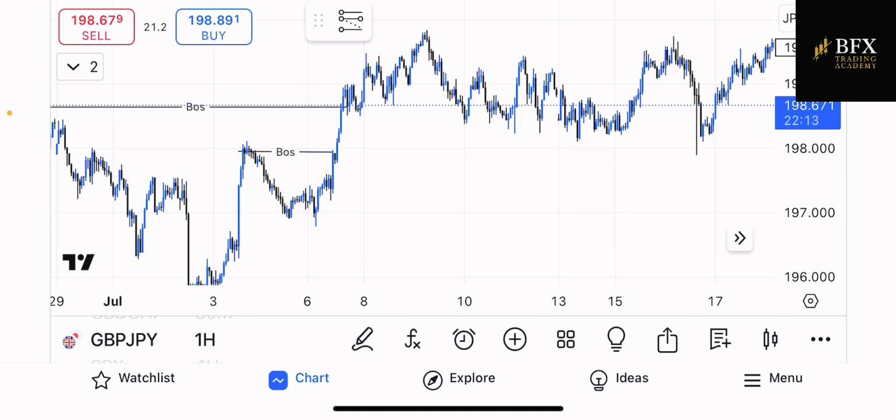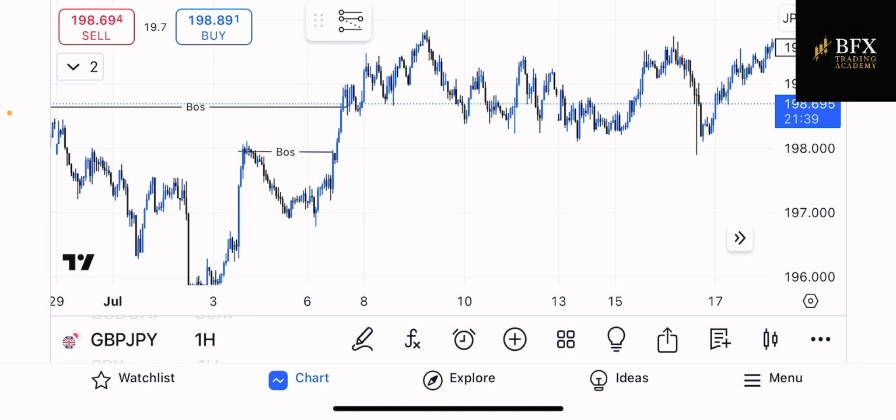A sweep of liquidity, followed by a break of structure. What's the third one? It must give out a structural liquidity. Okay, a structural liquidity. Now, let's dive into the liquidity sweep.